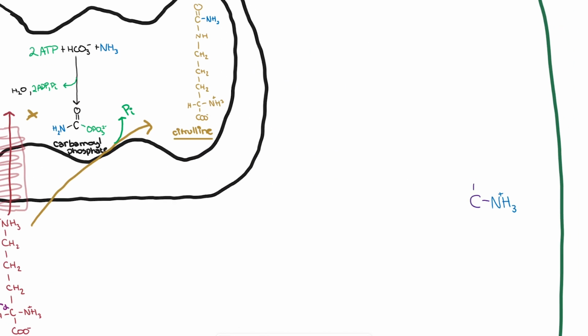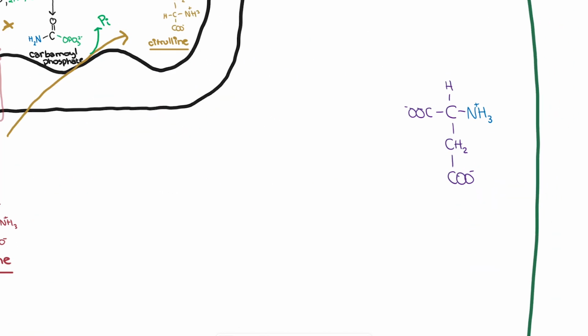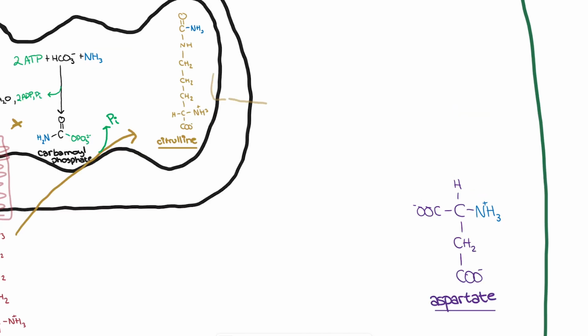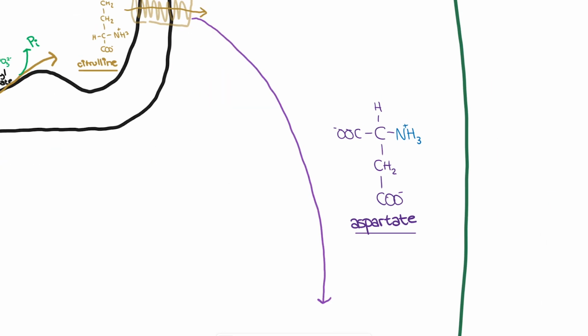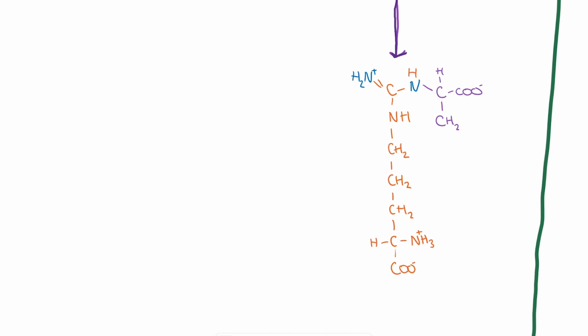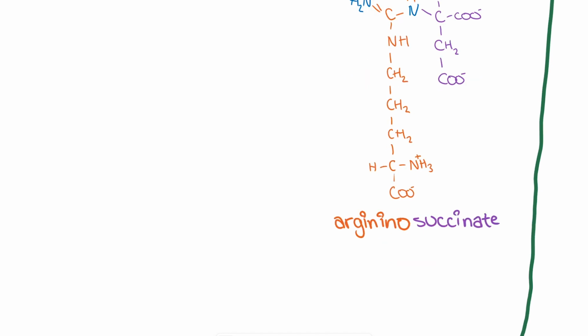Back in the cytosol, we've got a molecule of aspartate that we're going to have to combine with the citrulline, which is going to take a whole lot of energy. So first up, the citrulline has to leave the mitochondria via another transporter, and it reacts with the aspartate using the energy that comes from both of the phosphate groups from that ATP molecule. This reaction creates a molecule called argininosuccinate, which is just a combination of arginine and succinate.